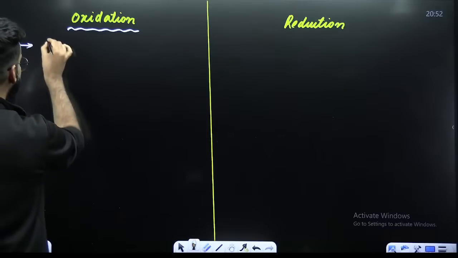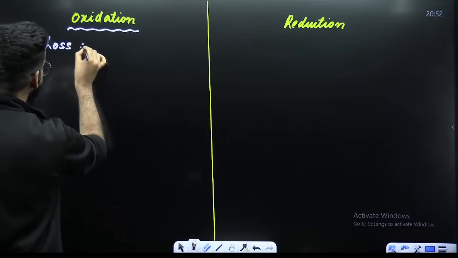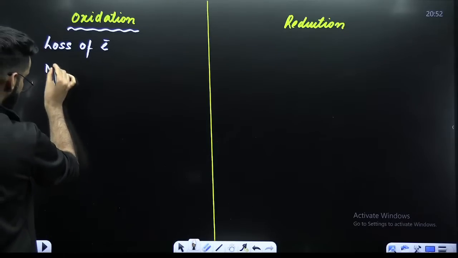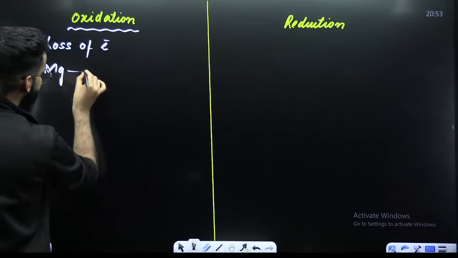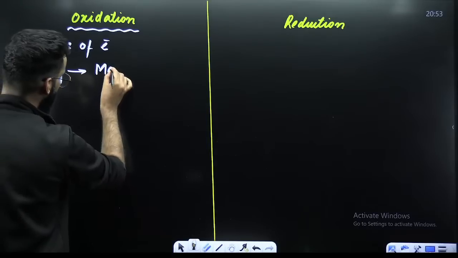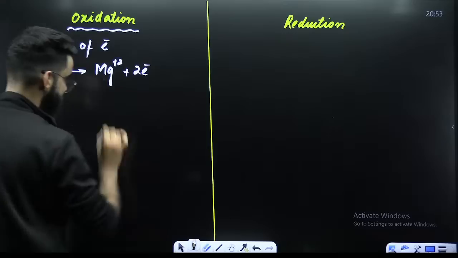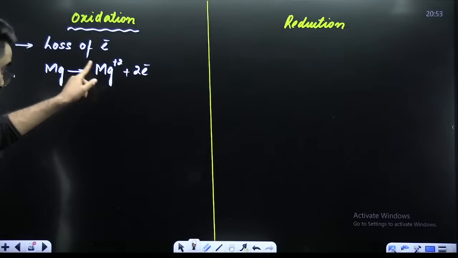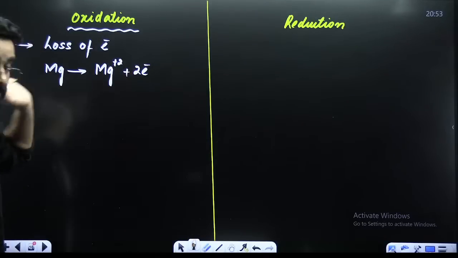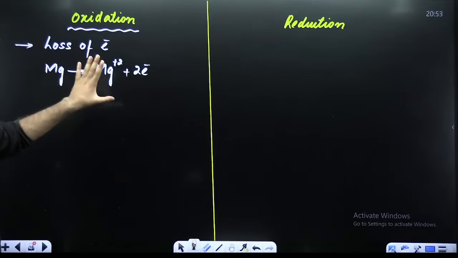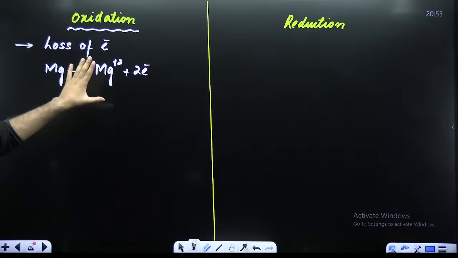Oxidation is defined as the loss of electrons. Let me give you an example as well. Let's say you've got magnesium. Let's say this magnesium, it is losing 2 electrons and getting converted into Mg di positive. So in this reaction, magnesium is losing 2 electrons, getting converted into Mg di positive. So this reaction is an example of oxidation reaction.